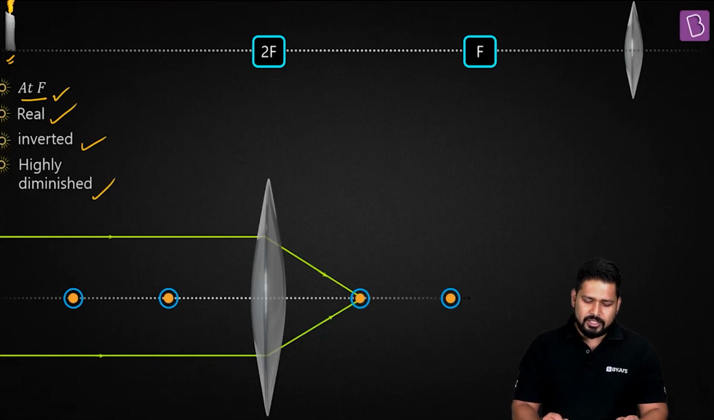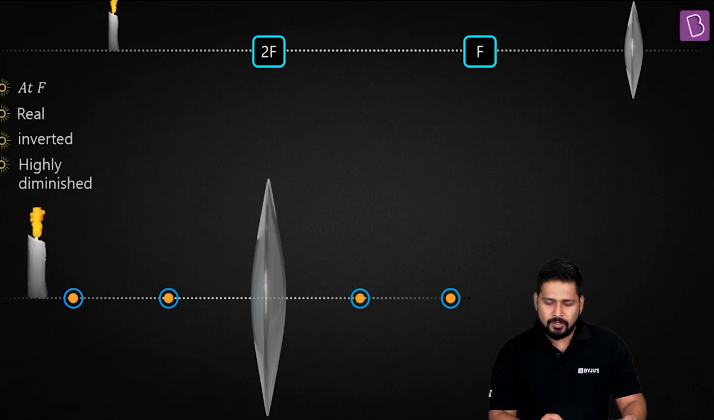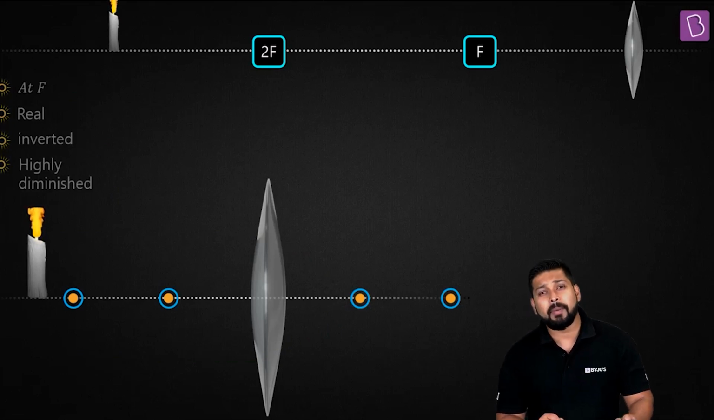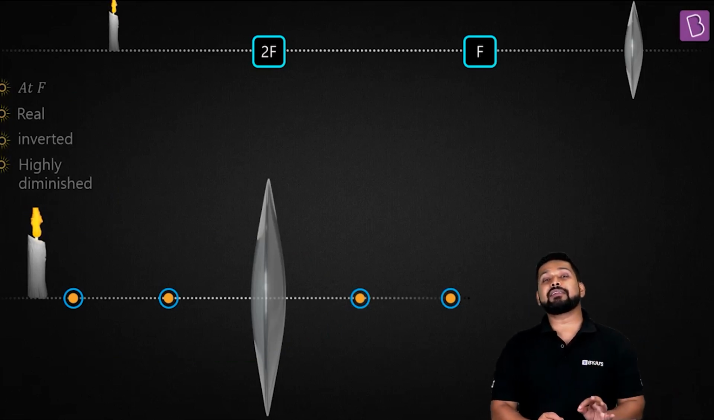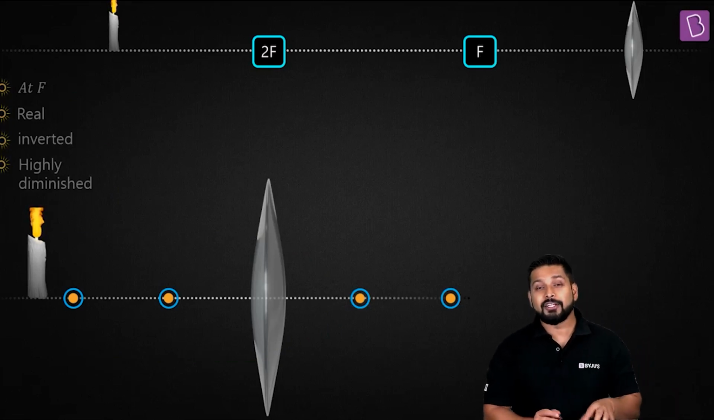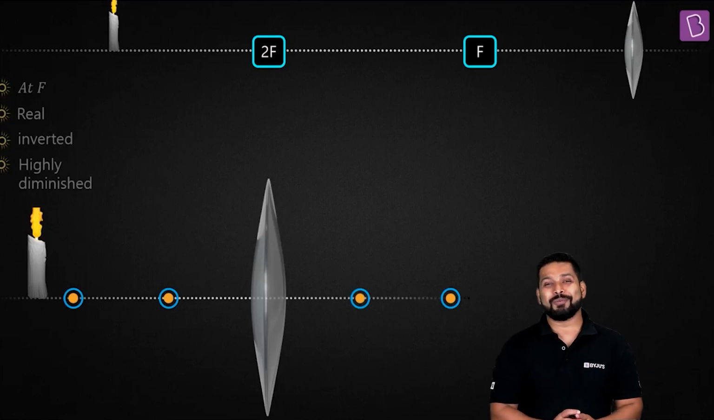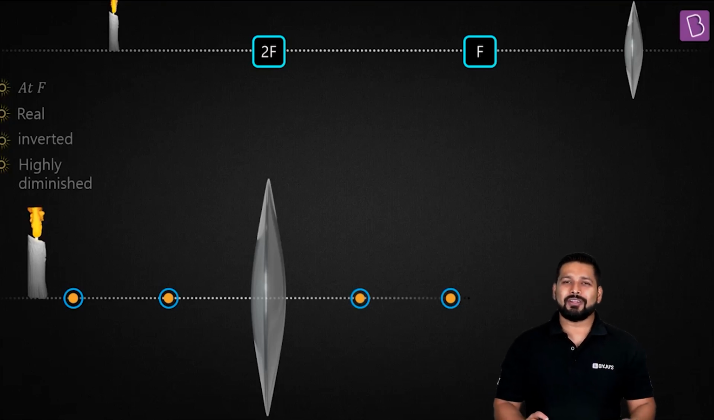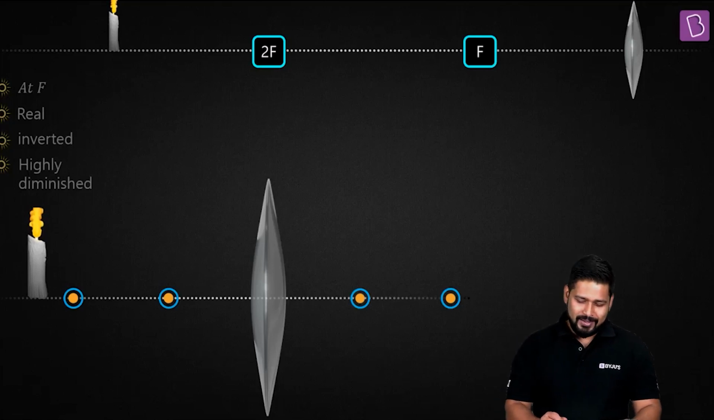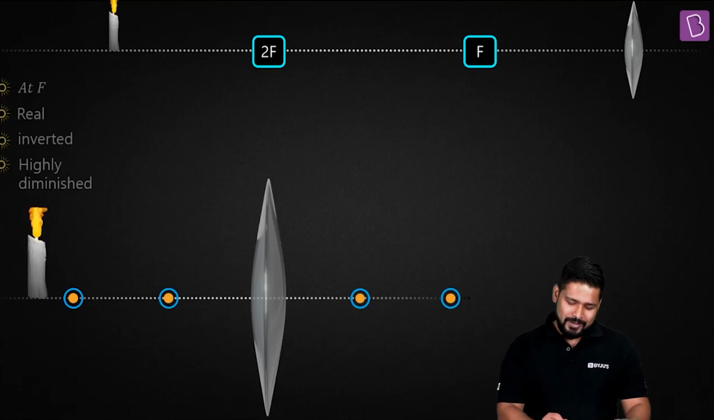Next, we'll just shift it, just keep it beyond 2f. Then what will happen? If you are keeping the object beyond 2f, again, you have to take two rays, one ray parallel to the principal axis, another ray passing through the optical center. Do it now, come on. What are you waiting for? Draw the diagram yourself. Okay, yes, drawn for this one.